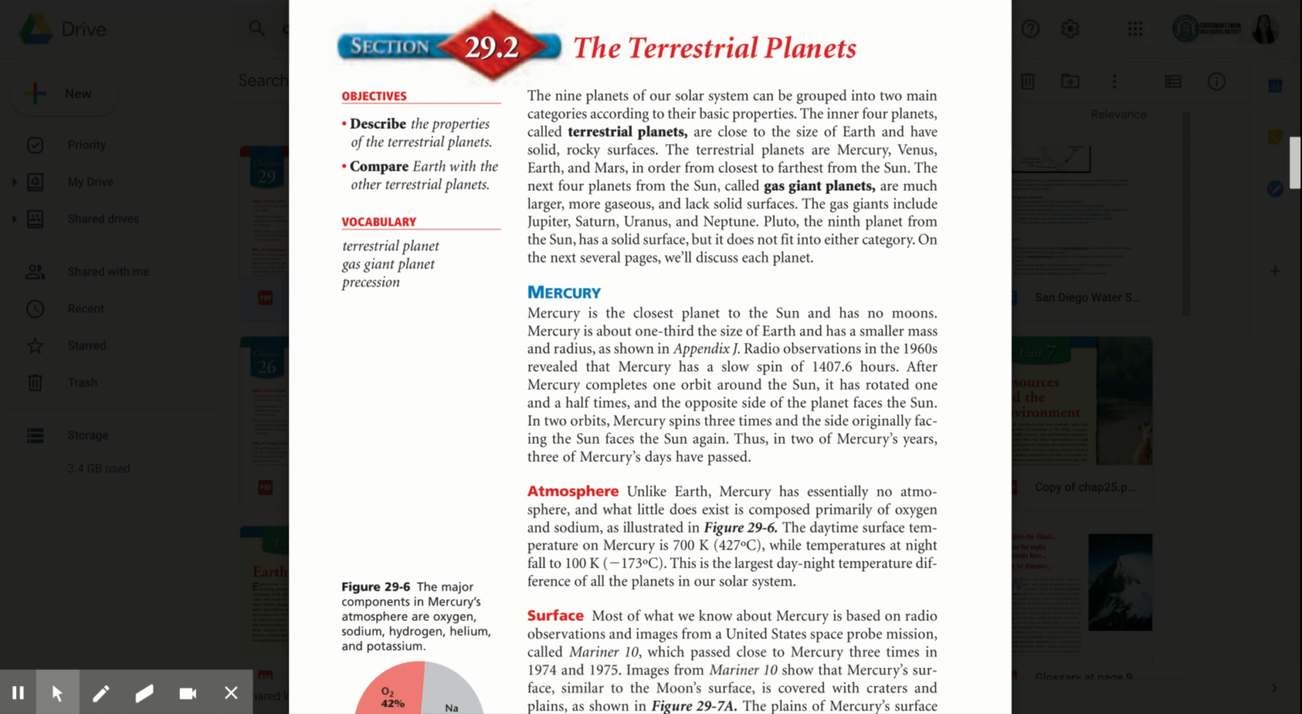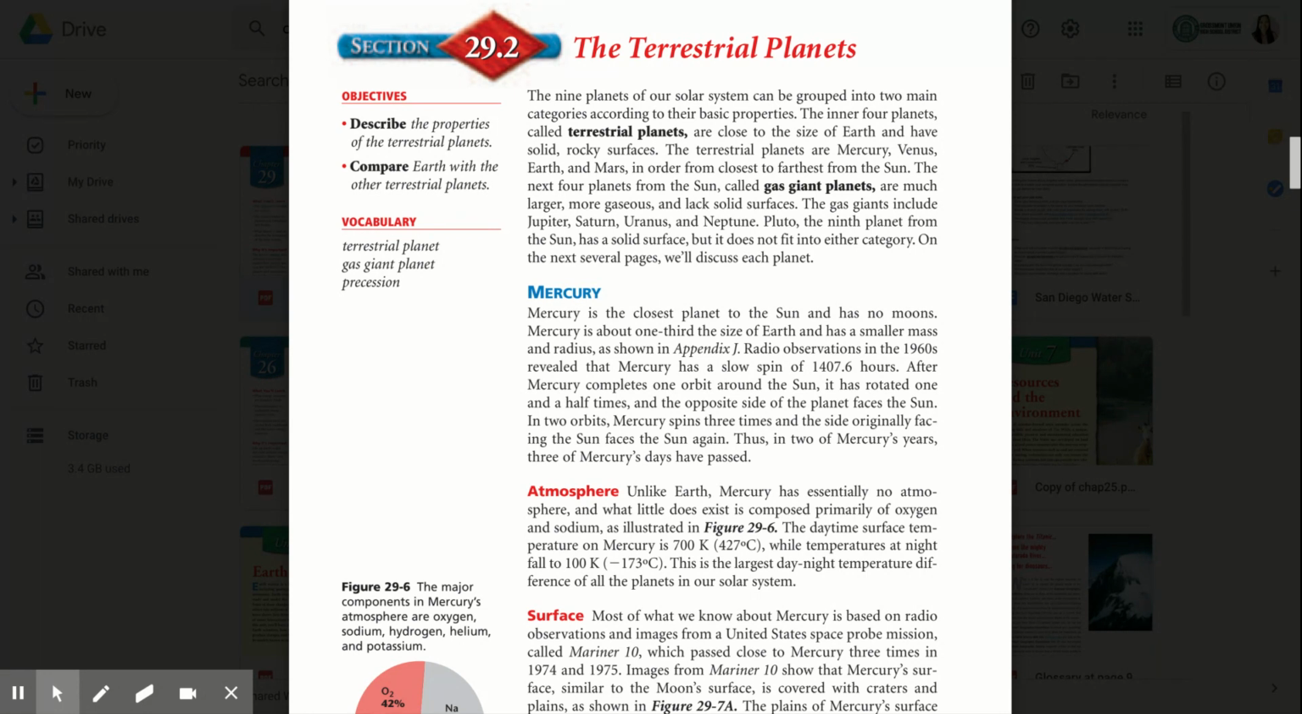We're reading Chapter 29, Section 2, The Terrestrial Planets. The 9 planets of our solar system can be grouped into 2 main categories according to their basic properties. The inner 4 planets, called terrestrial planets, are close to the Sun and have solid rocky surfaces. The terrestrial planets are Mercury, Venus, Earth, and Mars.